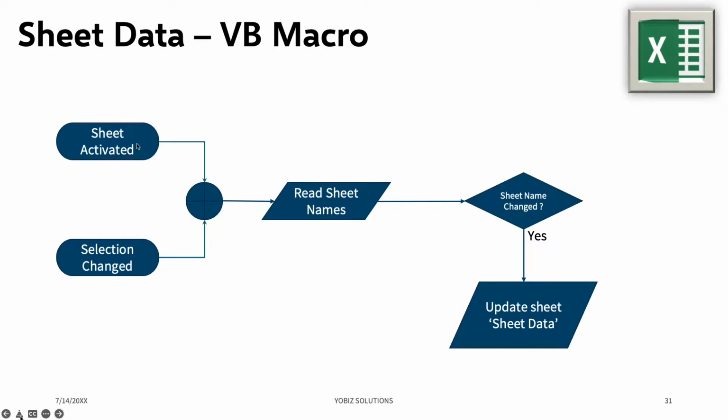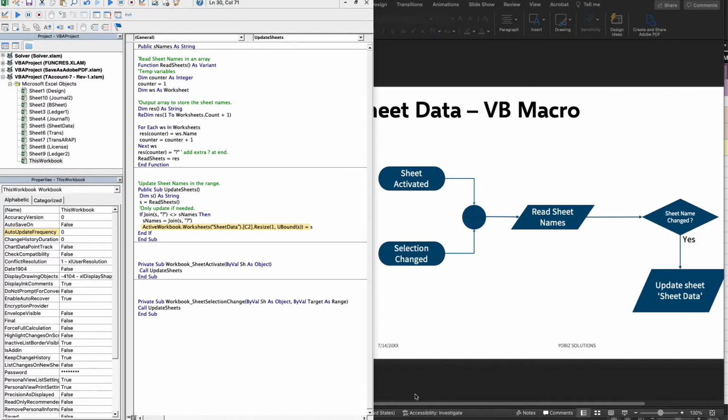So if either of these two things happens, the function will be called, and in the function we'll read the sheet names, and then we will compare them with our existing temporary variable to make sure that we only go further if the sheet names have changed, because you can activate and deactivate a sheet for a couple of other reasons as well. So if the sheet data changed, then we will update our sheet data Excel file. Let's go through the actual macro code for this Visual Basic macro.